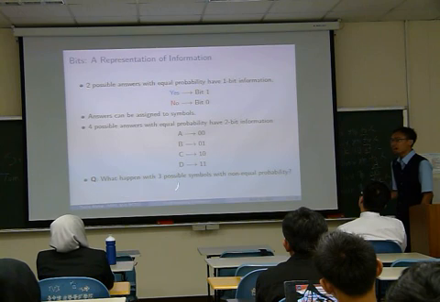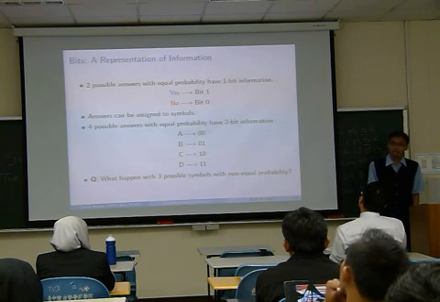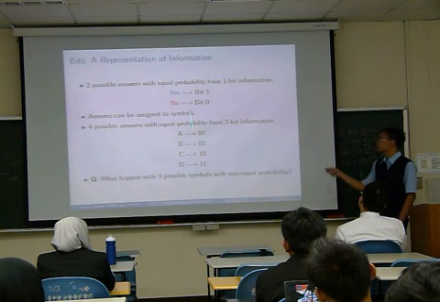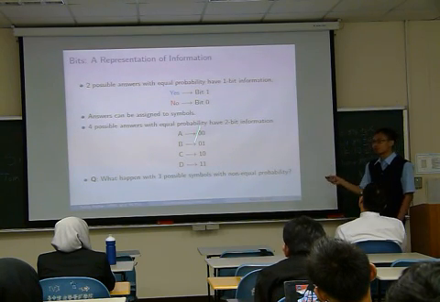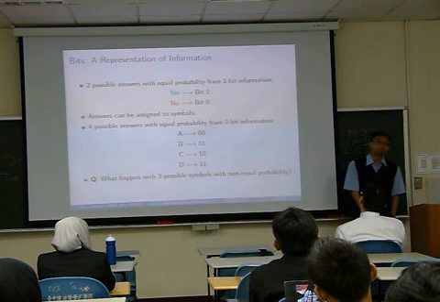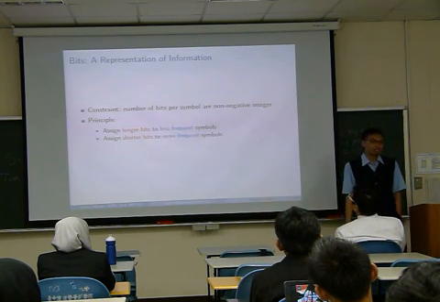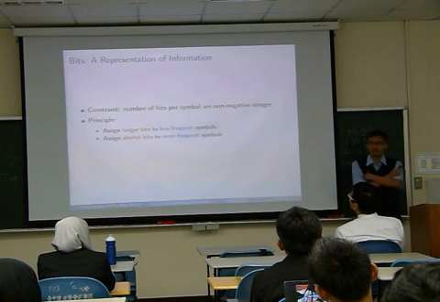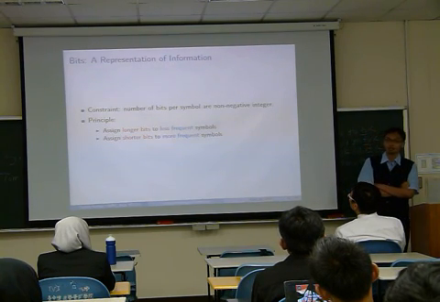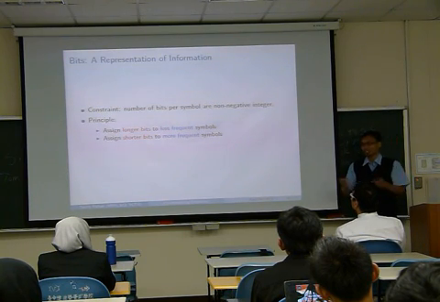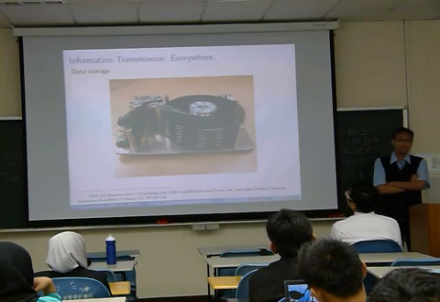So the question is now getting interesting. What happens if we have 3 possible answers with non-equal probability? This all assumes that your answers are equally probable. So we have a constraint, right? The constraint is that the number of bits has to be non-negative. You cannot have the number of bits be -1. It's not realistic.